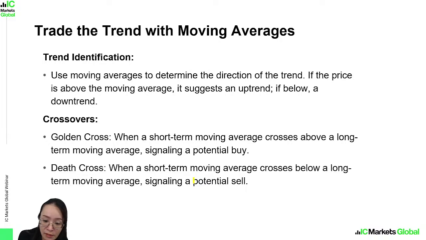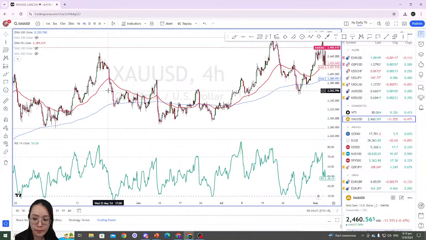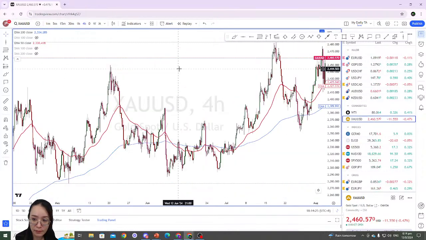Okay, so for the opposite case, when a short-term moving average closes below a long-term moving average, it is signaling a potential sell. So it's the same meaning. If the EMA closes below, we're going to have the sell.